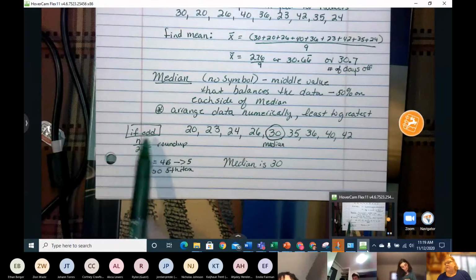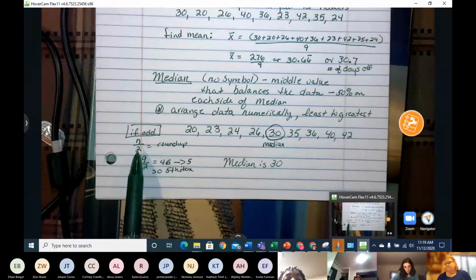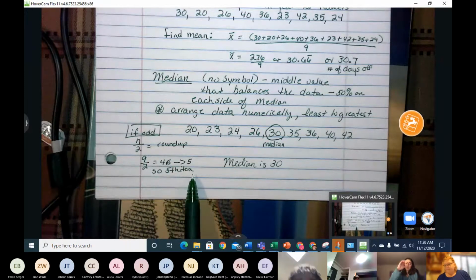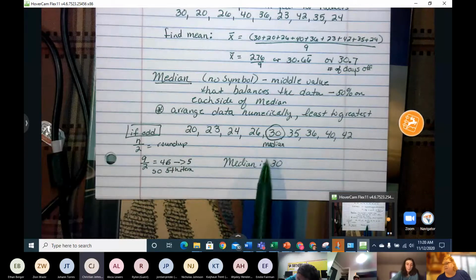So this only works when it's an odd number. N divided by 2 gives us a decimal value. We round it up to the 5th item, count over to the 5th item, and that gives us the median.